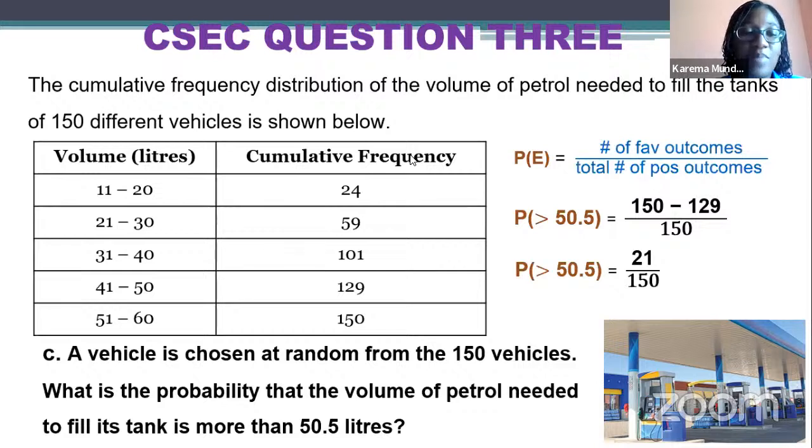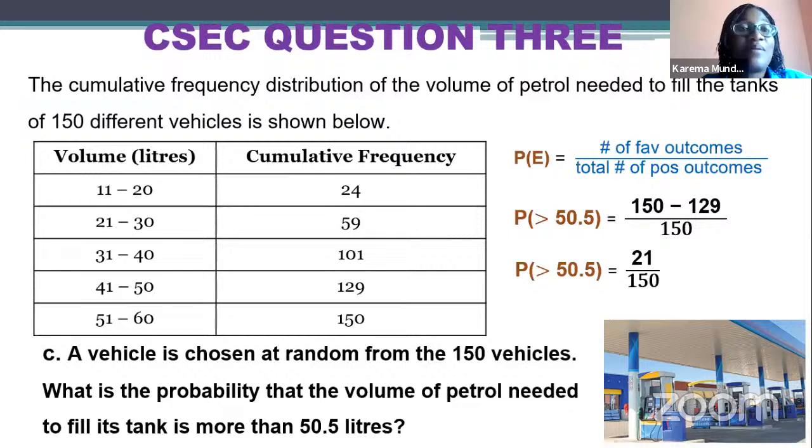So remember, based on how we interpret the cumulative frequency, those 129 vehicles want 50 liters or less. As a matter of fact, they want 50.5 liters or less, right? Based on the boundary. So out of the set of vehicles that we want, we don't want that 129 because they don't meet the criteria. The 129 vehicles are for the persons who wanted between 10.5 all the way up to 50.5. The question says we want those who want more than 50.5. So we don't want those 129 vehicles.